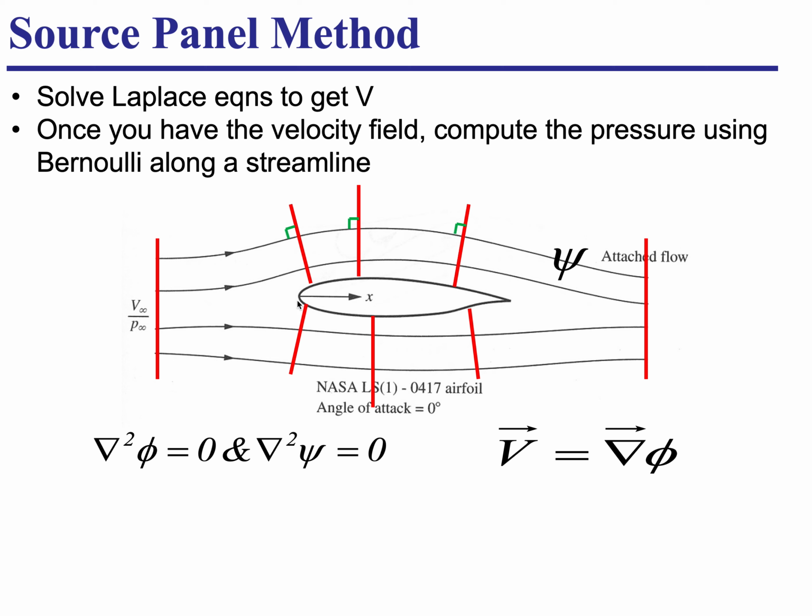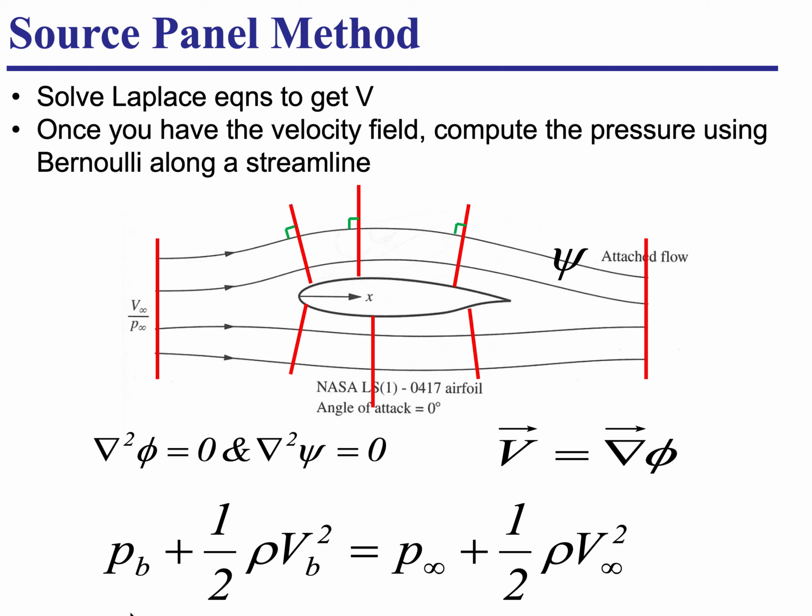Remember, the no-slip condition does not exist in the potential flow theory. And then we can use Bernoulli to find the body pressure, the pressure on the surface of the airfoil, given the free stream velocity far away upstream of the airfoil. And this V body is what the potential flow theory gives us. It's the velocity on the surface of the airfoil.